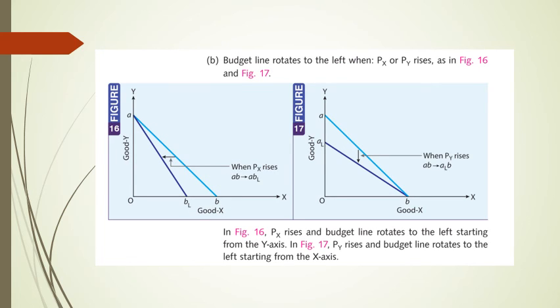Budget line rotates to the left when price of X or price of Y rises. If price of X rises, the budget line rotates to the left starting from y-axis, and if price of Y rises, the budget line rotates to the left starting from x-axis as is shown in the diagram.